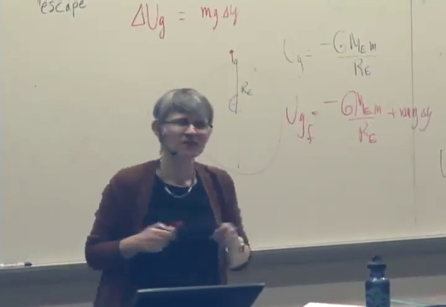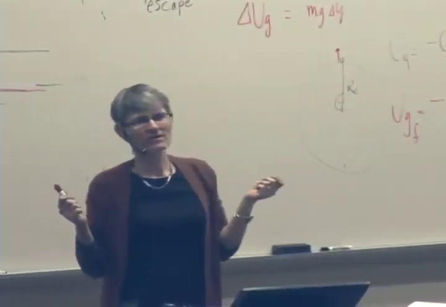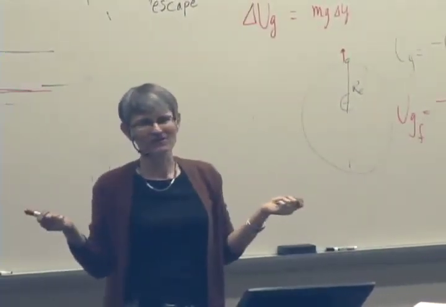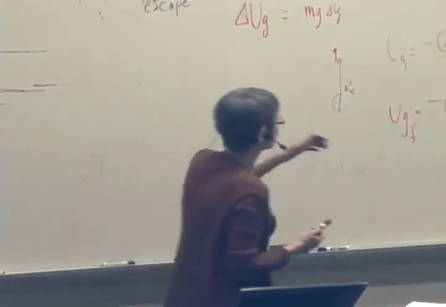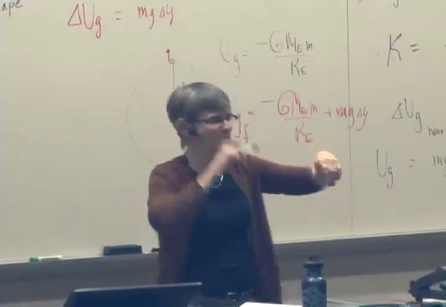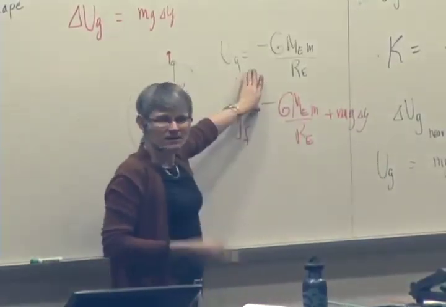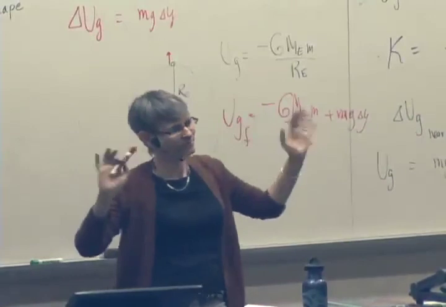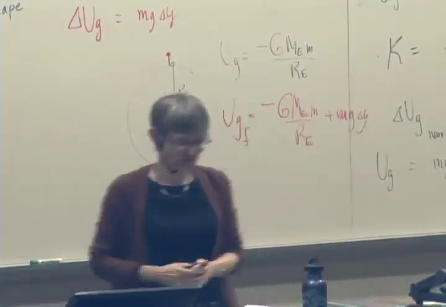Okay? But the point I really want to make is that it's not that they're two completely different kinds of gravitational potential energy, that even if we're using this mg delta y to calculate changes of something near the surface of the Earth, it's really the same thing. It's not a completely different thing.